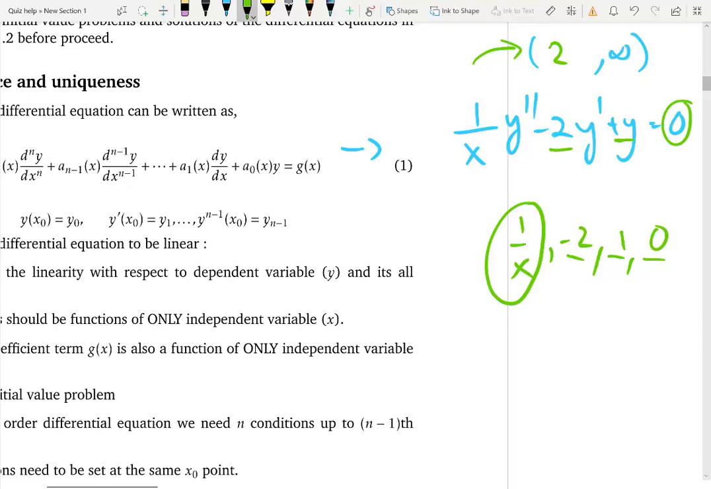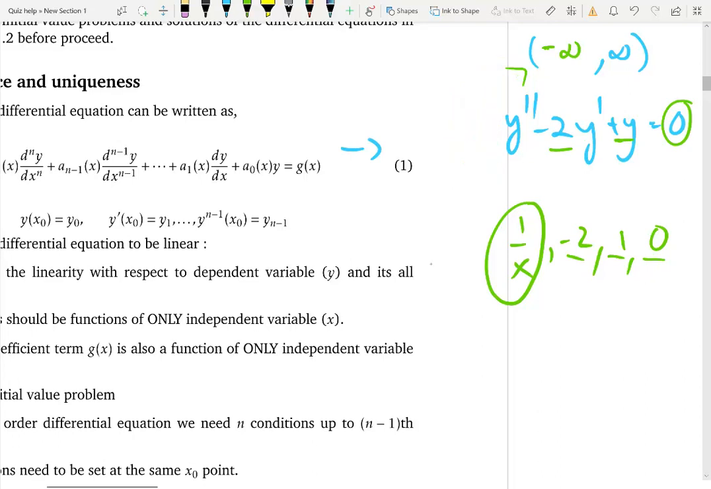So now 1 over x is continuous inside the interval from 2 to infinity because 0 is not a part of that interval. Okay? So that's how I describe the first condition. And it makes sense. Think about that bad interval, negative infinity to infinity. One of your coefficients behaves badly in the interval. Right? So that's a problem for your differential equation. So the first condition makes sense.